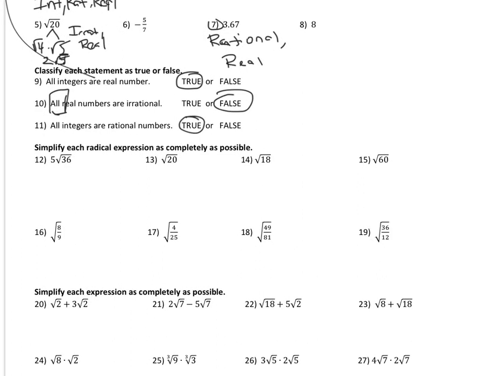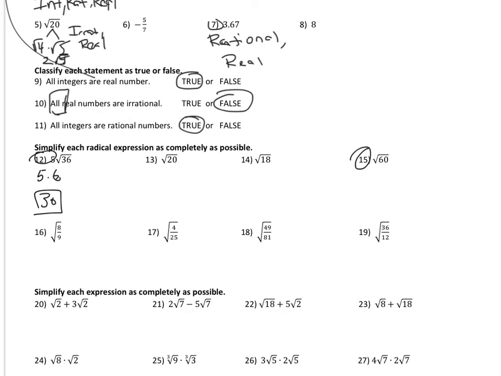Let's simplify a few of these. Let's pick 2 on the top, 2 on the bottom. We'll start with the first one, 5 square root of 36. Well, we can't simplify the 5. We can simplify the square root of 36. Square root of 36 is 6. Multiply your 2 numbers that are outside the radical together, and you get 30. Let's simplify 60. So we've done 12 and 15.